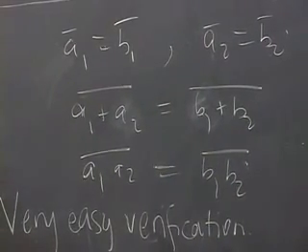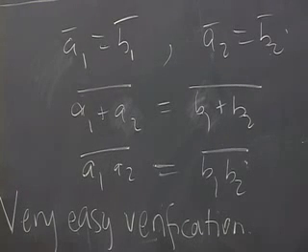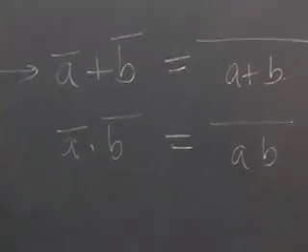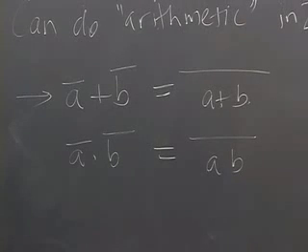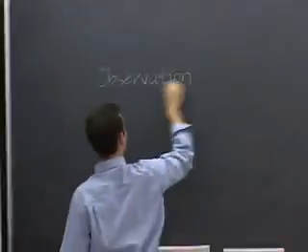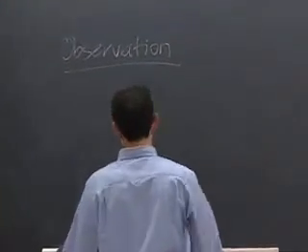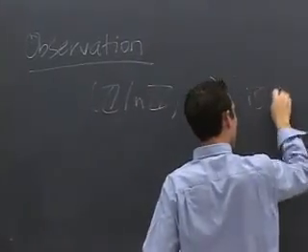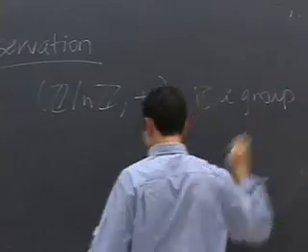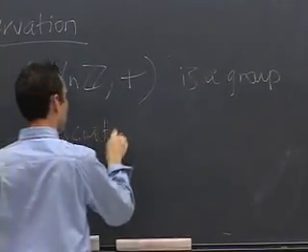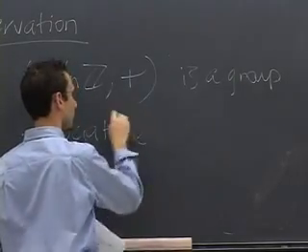But the first critical observation here is that this addition law makes Z mod NZ into a group. The observation is that this thing is a group. Well, why? Why is this plus operation associative?